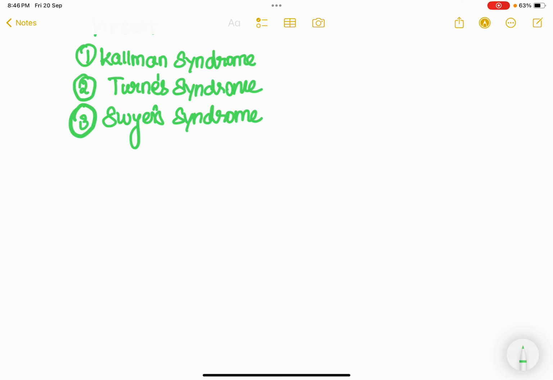In Kallmann syndrome the problem is with the hypothalamus, right? In Turner syndrome and Swyer syndrome, the problem is going to be with the ovaries because there are dysgenetic ovaries. And we're going to discuss an important condition which is termed cryptomenorrhea.